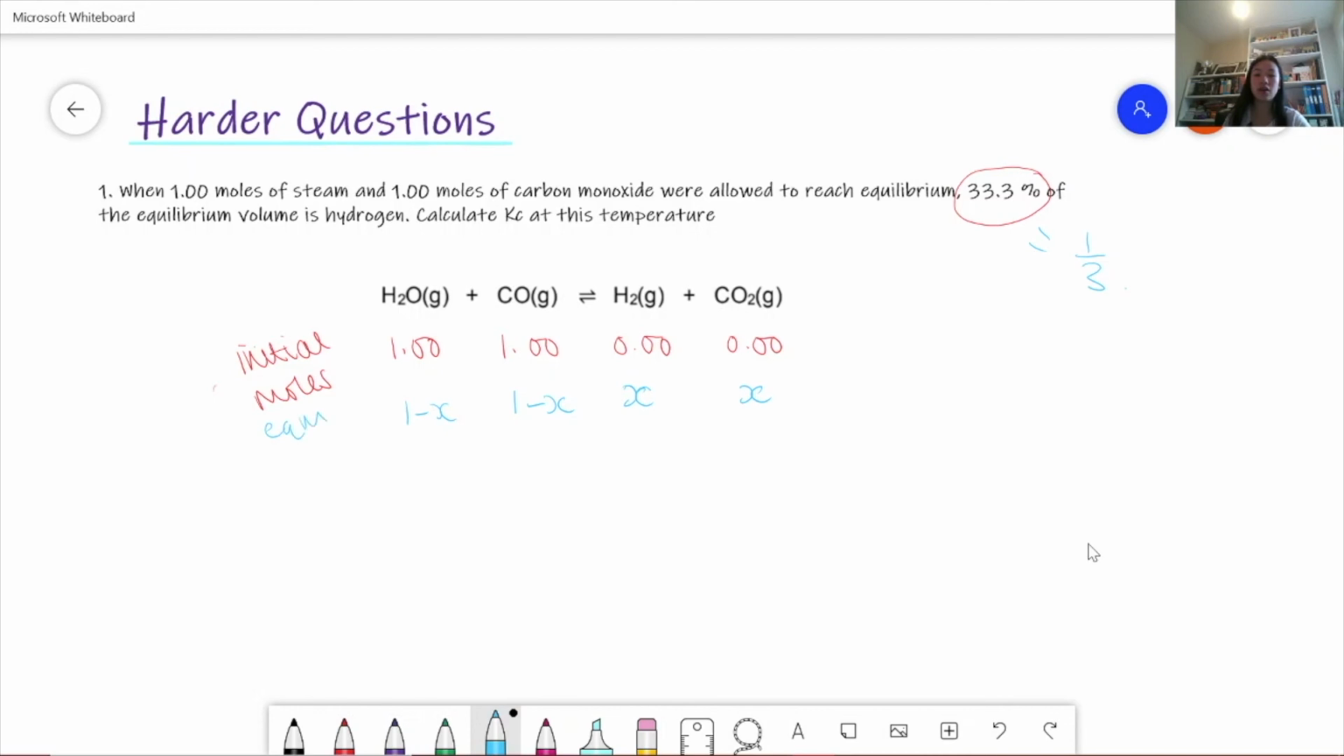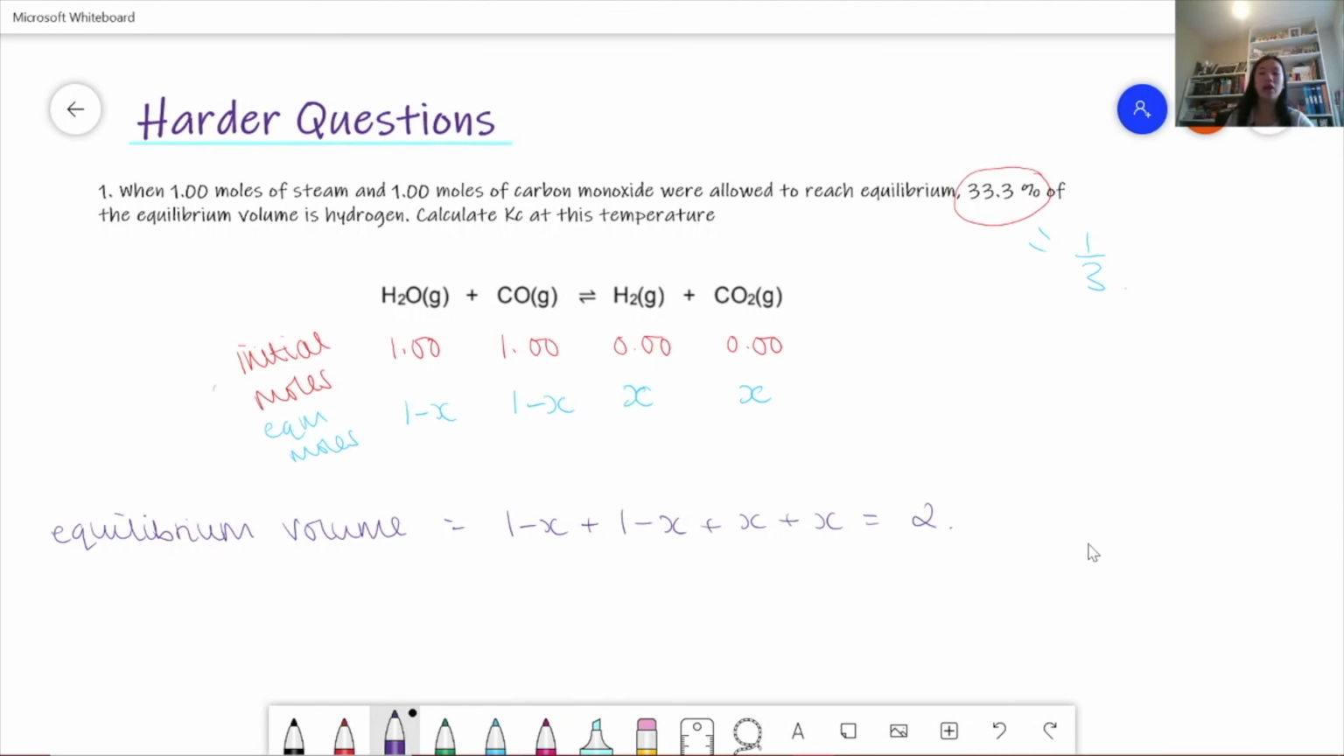So these are the equilibrium moles. And if we add all of these up, that tells us the whole equilibrium volume. So we have equilibrium volume is equal to 1 minus X plus 1 minus X plus X plus X, which equals 2. So the whole equilibrium volume is 2.